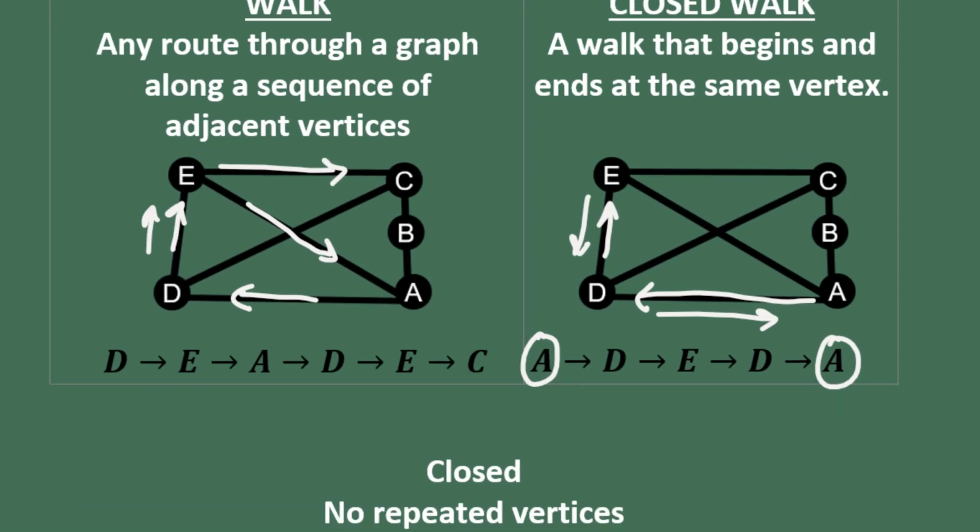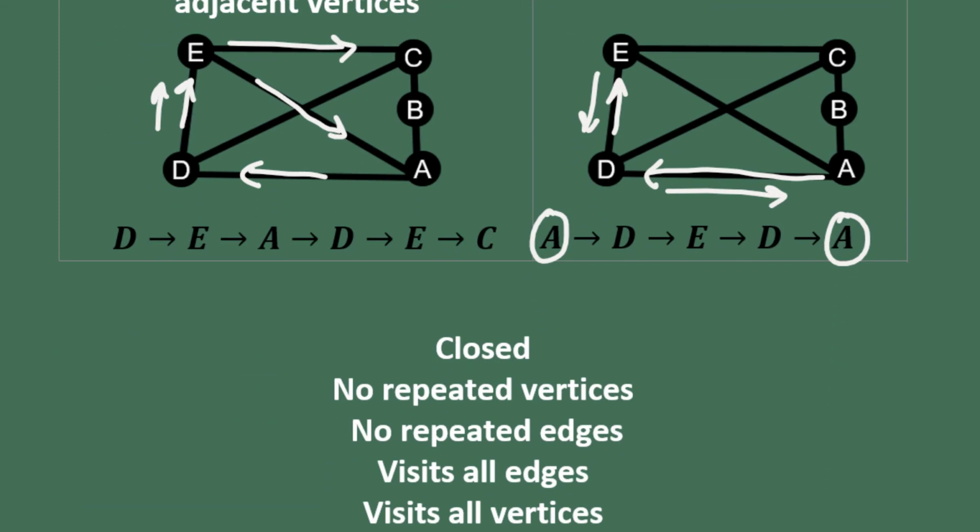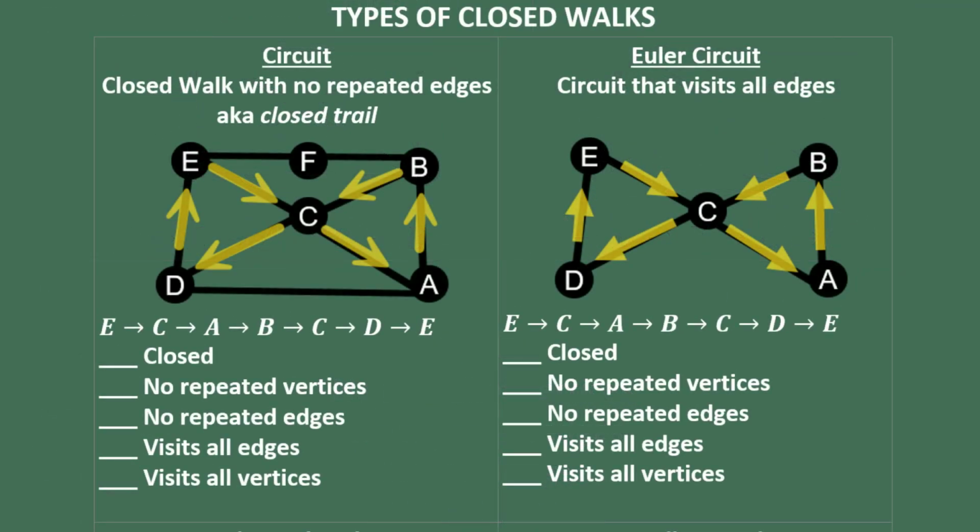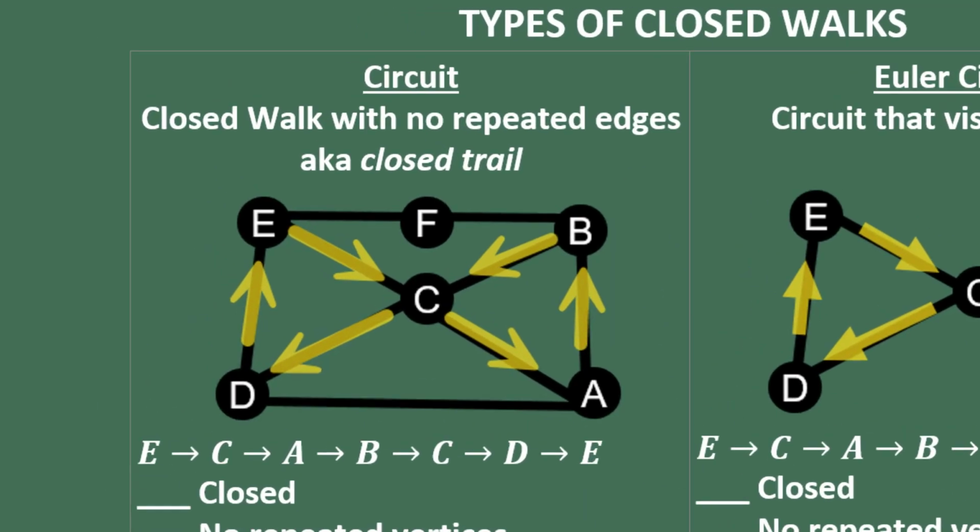Whether or not a walk is closed is one of the characteristics that we use to distinguish different types of walks. We will also be interested in whether or not we have repeated vertices, repeated edges, whether all the edges are visited, and whether all of the vertices are visited. The types of walks we're interested in this video are all closed walks. Let's begin with a circuit.